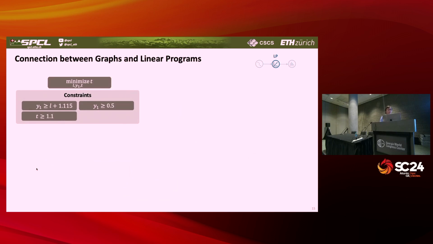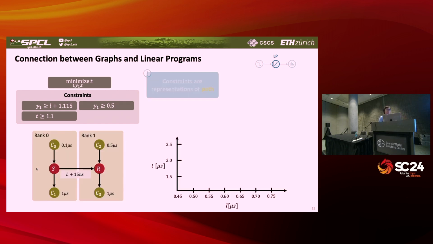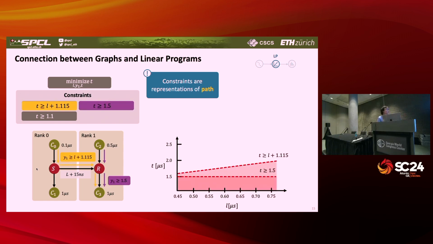Now to demonstrate the connections between graphs and linear programs, we're going to start with the constraints from the previous slide. One thing that we would really want you to take note of is that constraints in a linear program are nothing but alternative representations of paths in a graph. Here I show with different colors the constraints and their corresponding paths in a graph, and I also visualize the constraints themselves in the plot on the right.